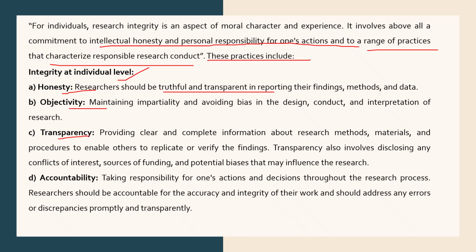Then transparency: you should be transparent and clear about your research methods, materials, and procedures so the findings can be verified. We need to be transparent about conflicts of interest, sources of funding, and potential biases that may influence the research. Then accountability, taking responsibility for one's actions and decisions throughout the research process, for the accuracy and integrity of their work, and addressing any errors or discrepancies promptly and transparently.